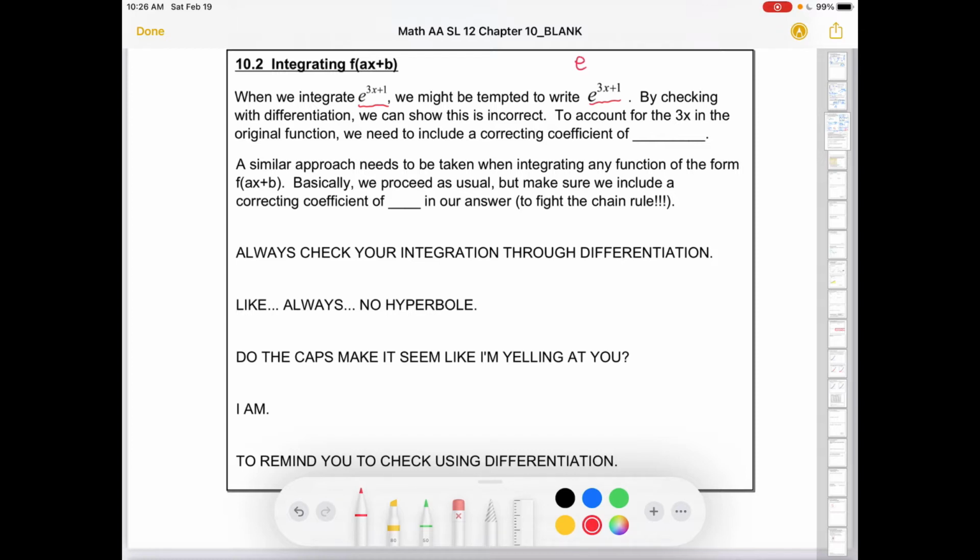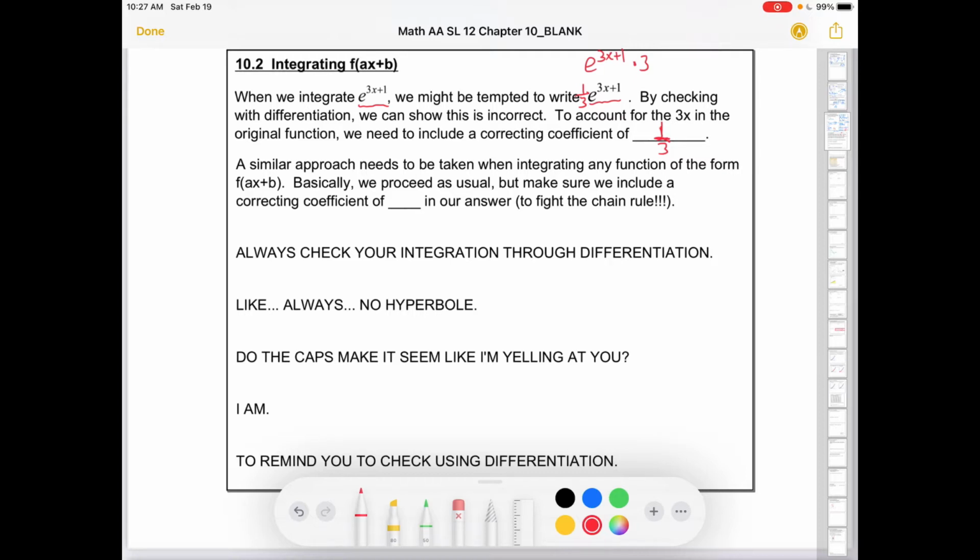When we differentiate this red one, we'd get e to the 3x plus 1 times 3 because of the chain rule. So by checking with differentiation, we can show it's incorrect. To account for the 3x that's in the original function, we need to fix this by putting a 1/3 out front. Because it ended up being too big by a factor of 3, we put a 1/3.